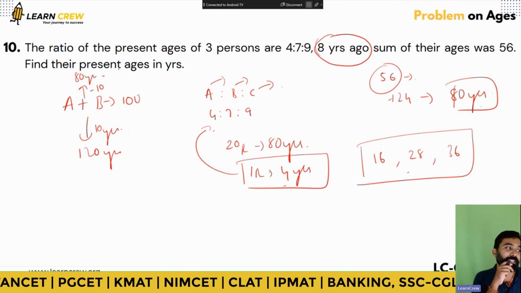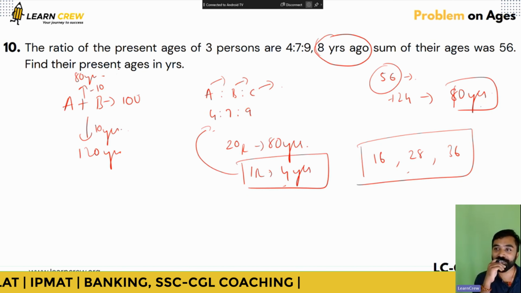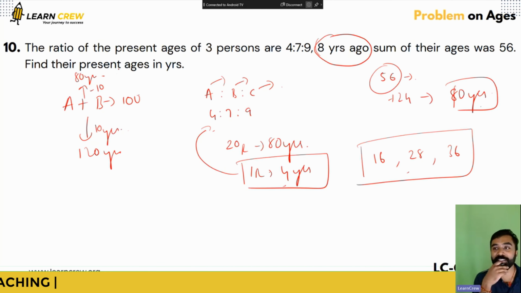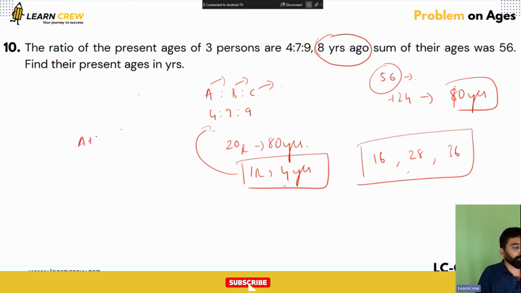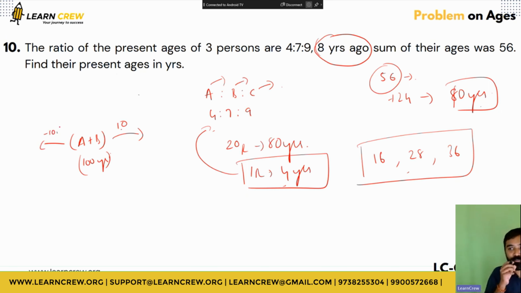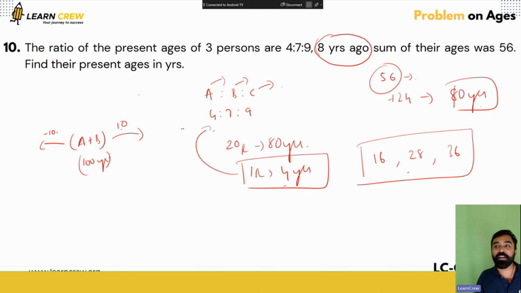Now, if I'm telling their average age, what will be their average age after 8 years? I'll take the scenario and then I'll ask you. A plus B is 100 years altogether. After 10 years, before 10 years. I'm asking the average age. What will be the average age of A plus B after 10 years?